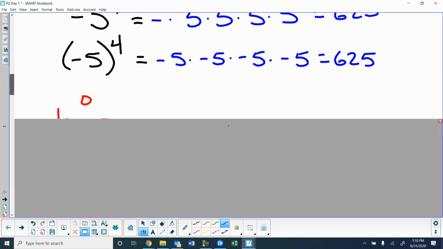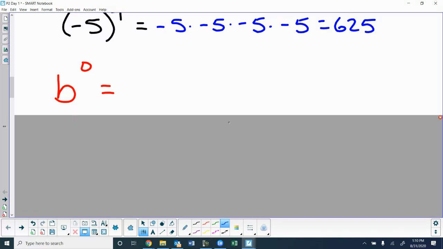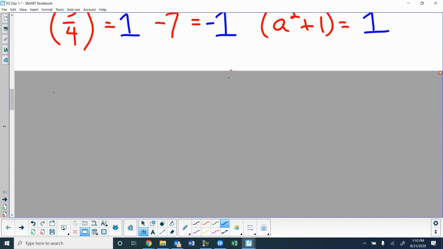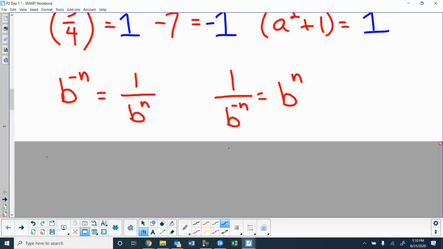What's anything to the 0 power? 1. Very good. Not 0, but 1. So, what's 3/4 to the 0? 1. What's negative 7 to the 0? 1. Negative 1? Because it's just the 7. It's like that first one, negative 5 to the 0, 1. How about this last one? 1. Yeah, it's still 1. Because no matter what this ends up being equal to, when you take it to the 0 power, it's 1. Okay, so that's a rule you've got to remember. Again, you guys knew that, just needed to be reminded.